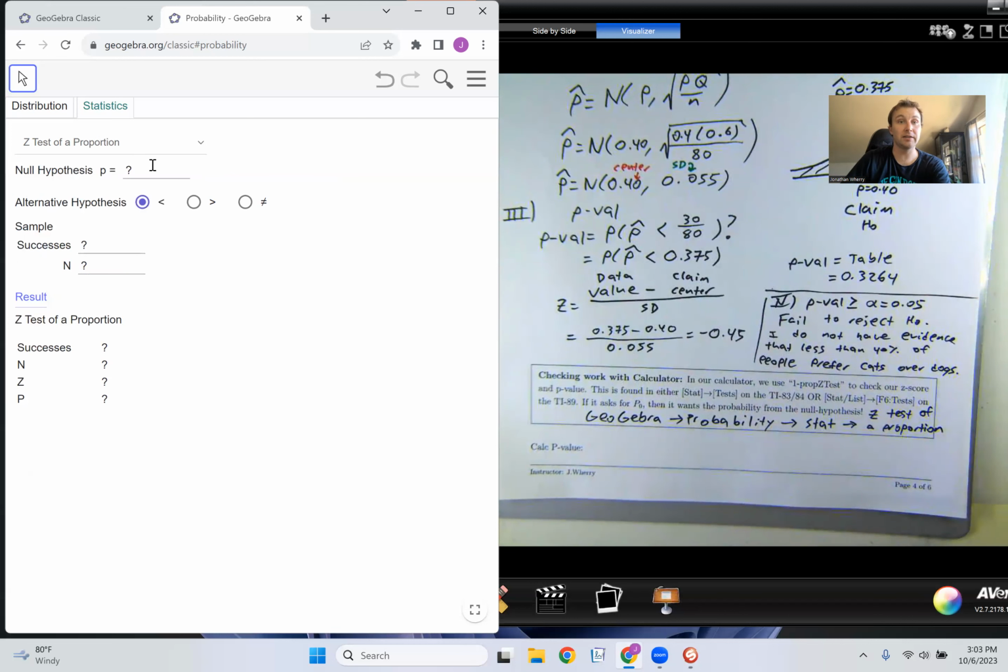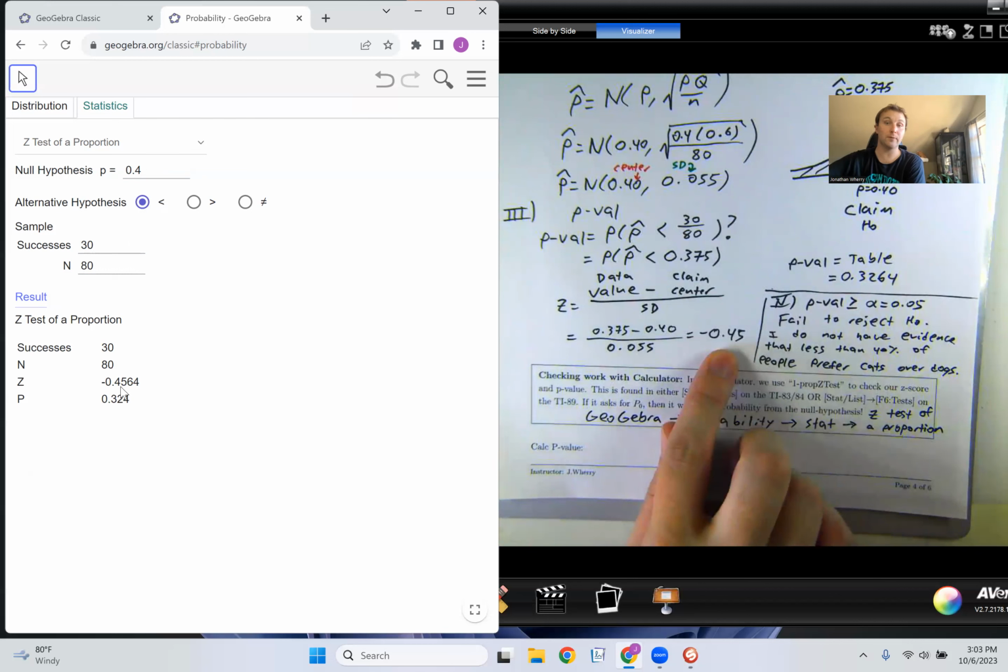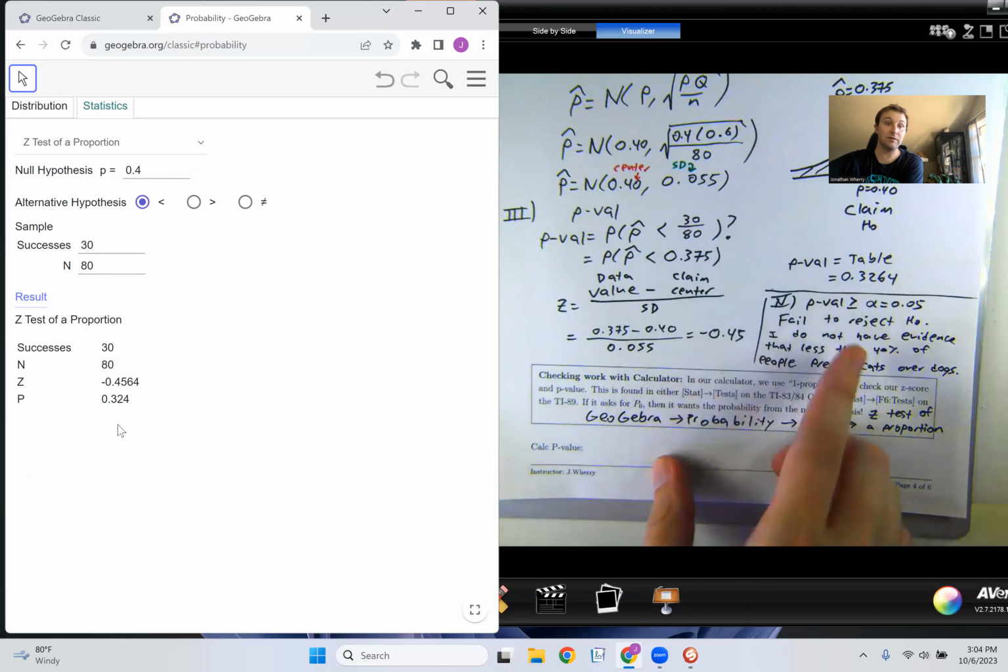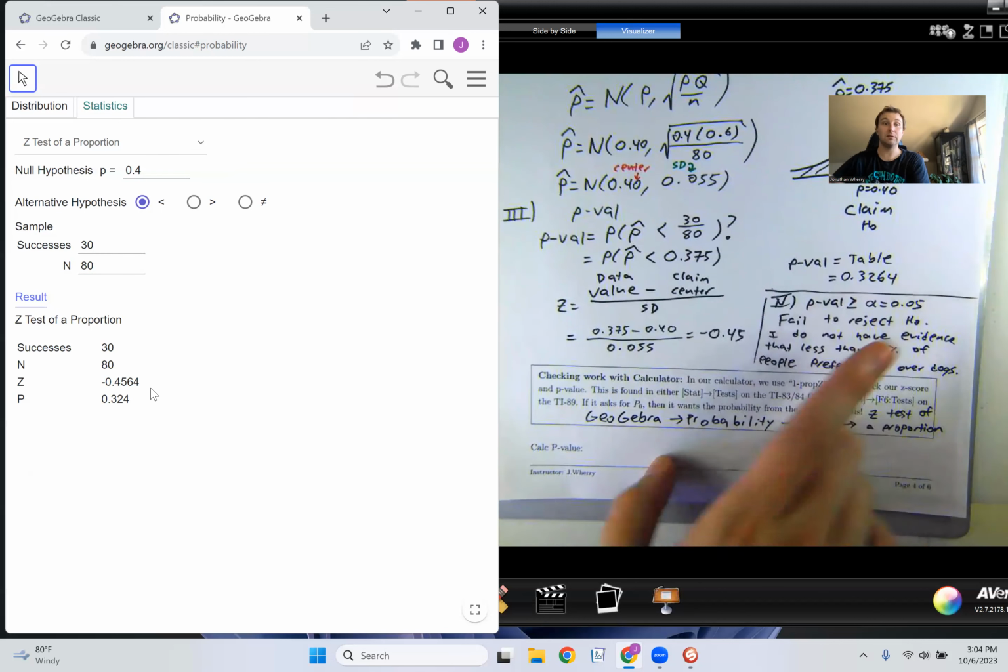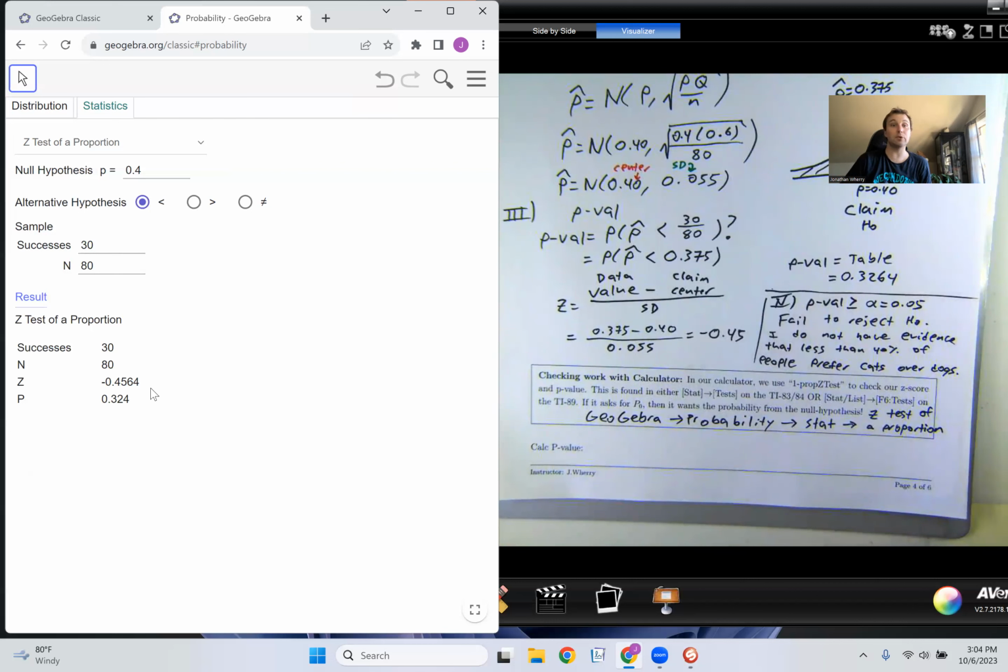And it asked me for the null hypothesis value. That was 40% for this problem. I wanted this thing shaded to the left. I had an alternative hypothesis of less than. I have a sample success rate of 30 out of 80. When I do this, it gives me my z-score. This is sometimes called your test statistic. And that's a z of negative 0.45 or negative 0.46, depending on how you round there. And your p-value, 0.32.